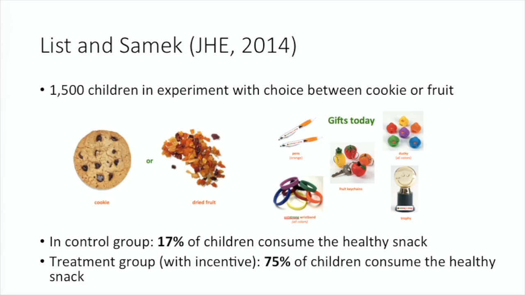And we actually found that in the control group, only about 17% of children were choosing the healthier fruit snack. And in the treatment group, once we introduced the incentive, that went up to 75% of children who choose and consume the healthy snack. So these incentives were very effective at improving these kids' food choices in this very small context. And we ran this over several days, and we see these incentives continue to be effective, and the trophy is the most popular of all of these items.